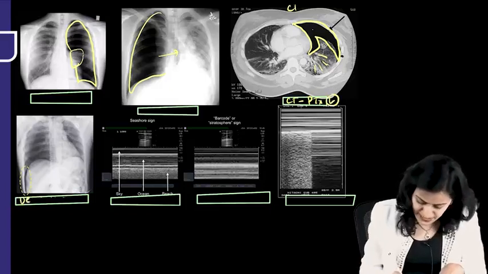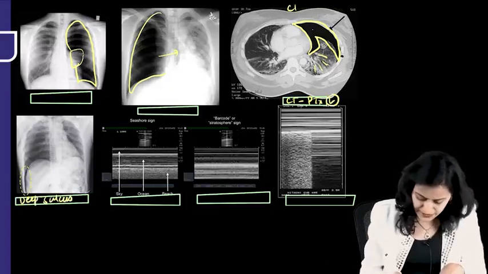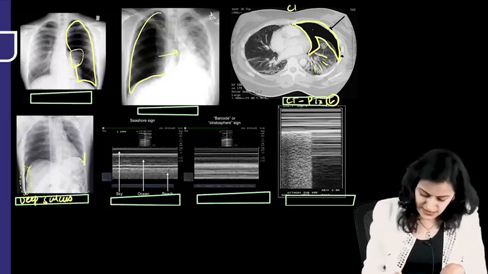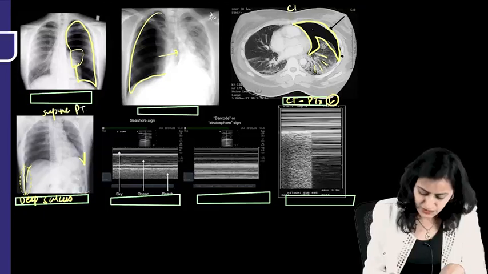This one is the deep sulcus sign that we are seeing here. So look at how the right sulcus is deep as compared to the left. This is seen in the supine X-ray in a patient of pneumothorax.